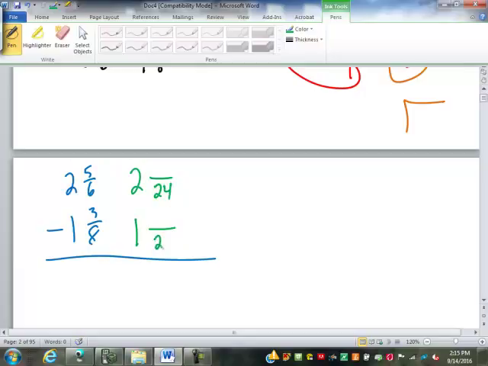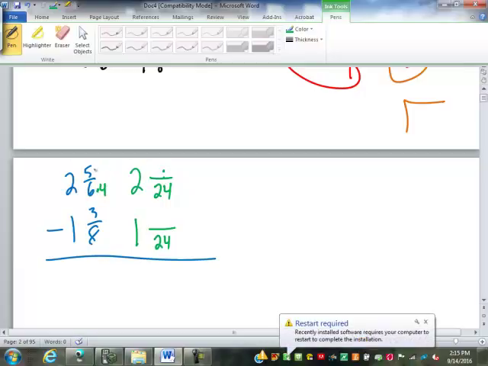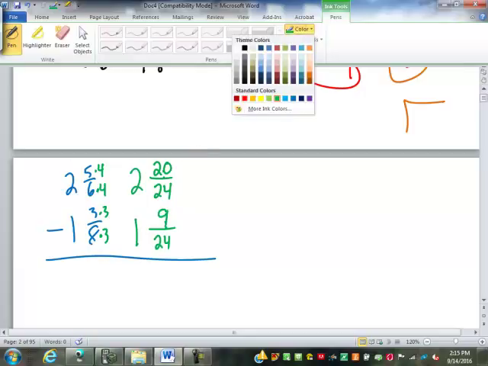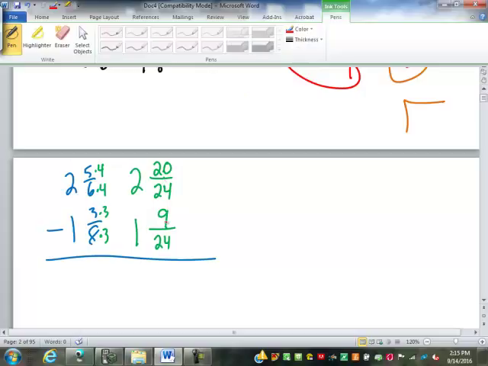$24, good. So this is going to be what up here? Six times 4 makes 24. 5 times 4 is 20. Perfect. What goes here? Eight times 3 to make 24. 3 times 3 is 9. Good. So now we do have to subtract. 20 24ths minus 9 24ths is 11 24ths. 2 minus 1 is 1.